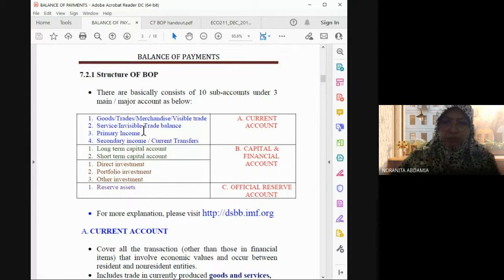Okay, so these are the 3 major accounts, each with its sub-accounts. So altogether, how many sub-accounts are there? There are 10 sub-accounts under these major accounts. So I think we refer to my handout later.